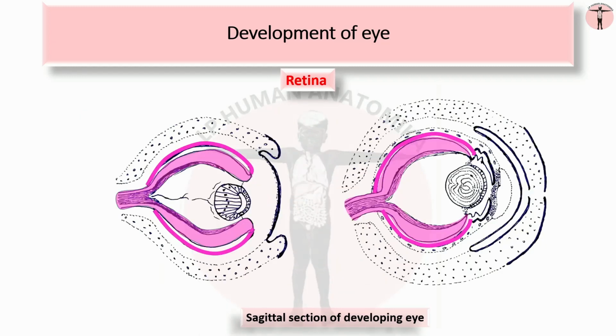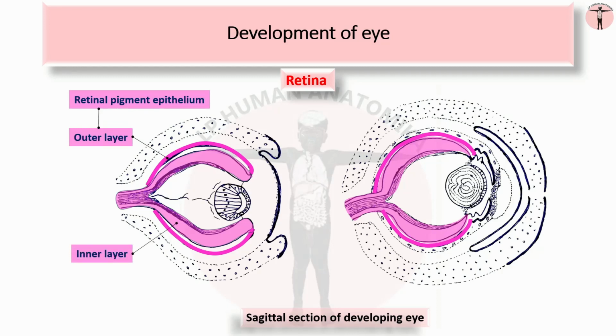The retina develops from the walls of the optic cup. In the invaginated optic cup, the outer, deeper, thinner layer becomes the retinal pigment epithelium. The more inner, superficial, thicker layer differentiates into the neural retina. The two layers are separated by an intraretinal space, which is the original cavity of the optic cup.